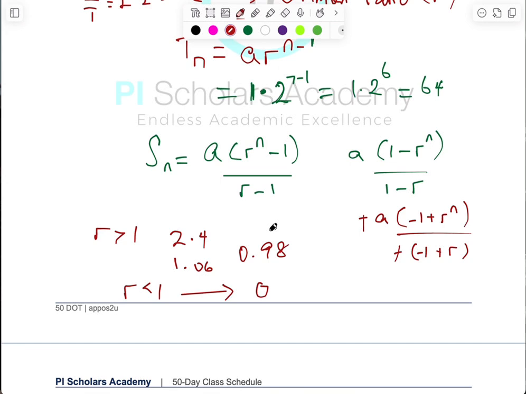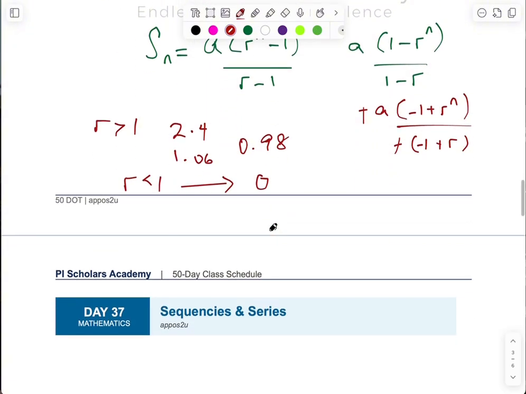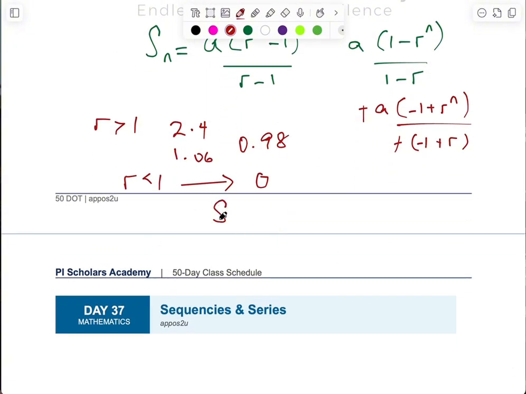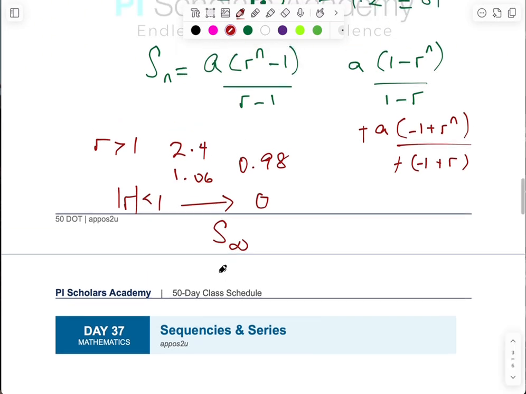And so if you have such, that implies that the series will converge. So therefore, you can find the sum. So we now say we can find the sum to infinity. But under what condition? The absolute value of r must be less than 1. Because r can also be negative, we always choose the absolute value. So the only condition for a geometric series to converge is for the absolute value of the common ratio to be less than 1.